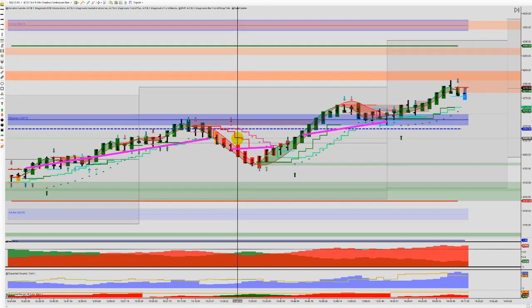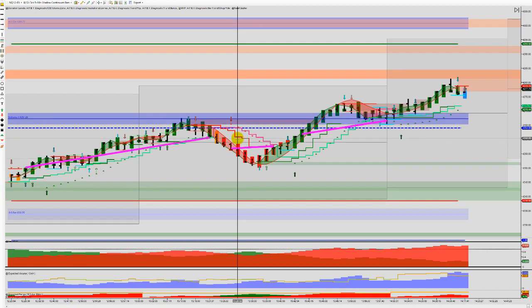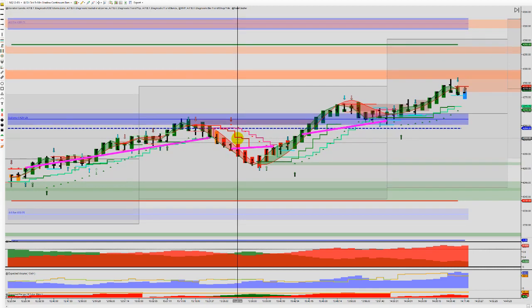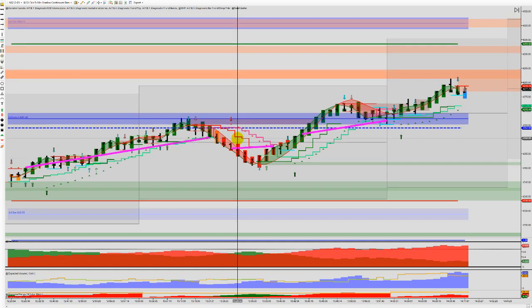Okay, once you learn to do all that, then you can back up a little bit and start looking at things like swing highs and swing lows, and you can start calculating correct position size based on risk.